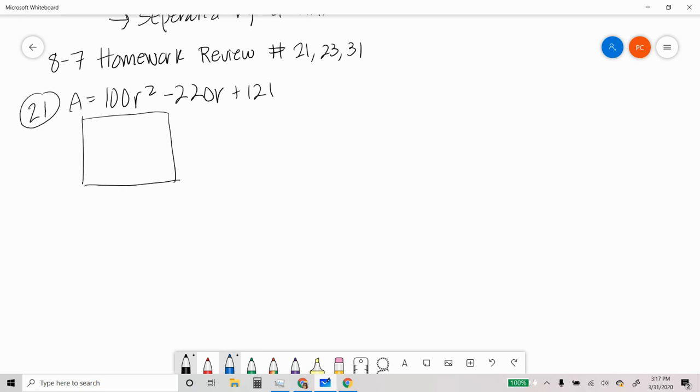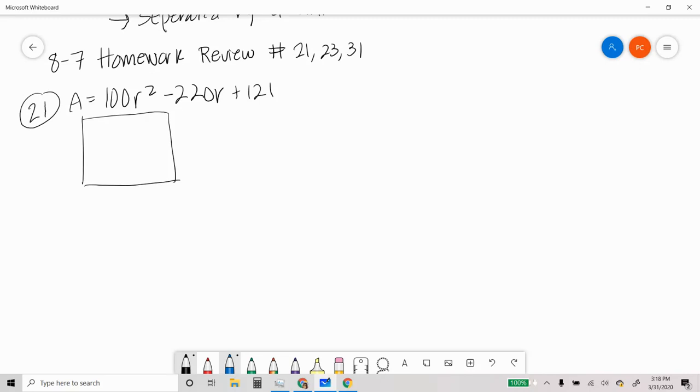Now, first thing you do when you factor is factor out a GCF. Unfortunately, 100 and 121 do not have any common factors. So there's no GCF we can take out. Next, is there a special case that we can use? Well, this is a trinomial, so our only option in special cases is: is this a perfect square trinomial?